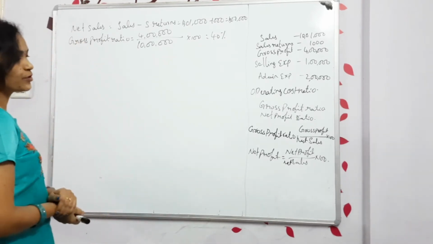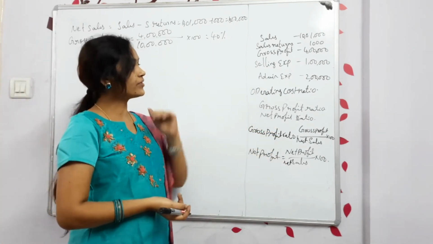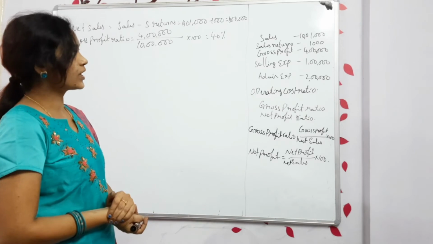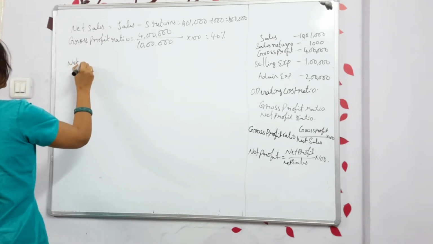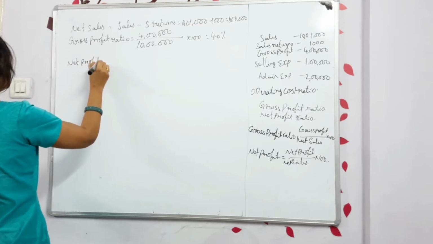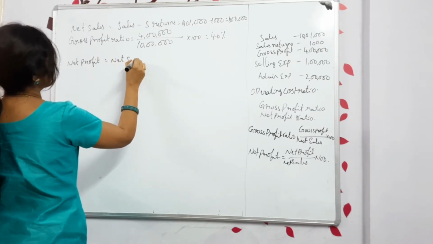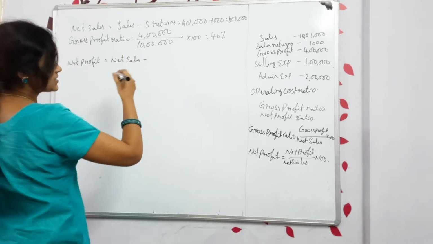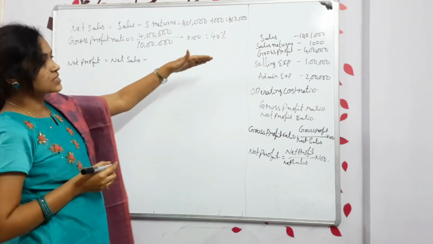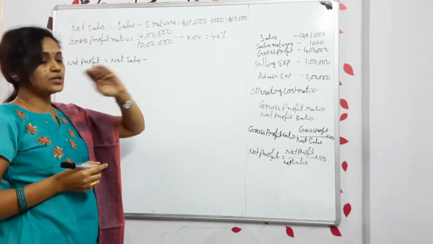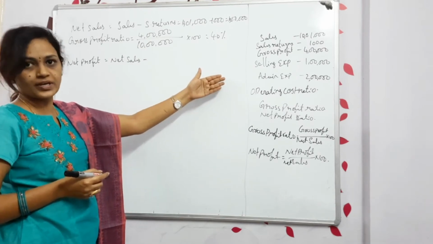What is the formula for net profit ratio? Net profit divided by net sales into 100. Do you have net profit directly? No, we don't have. So, let us find out what is net profit. Net profit is equal to net sales minus administrative expenses, direct and indirect expenses, indirect and non-cash expenses we can take here.